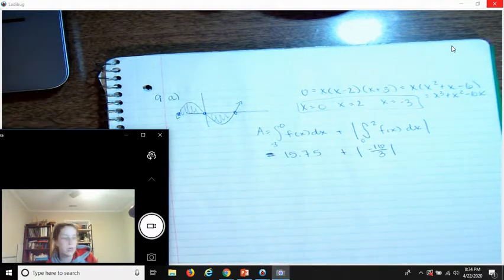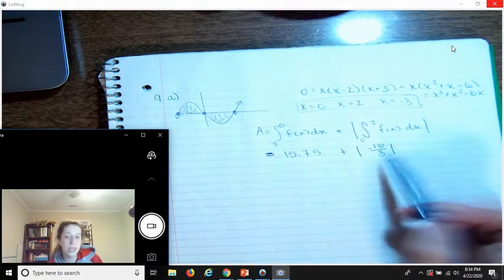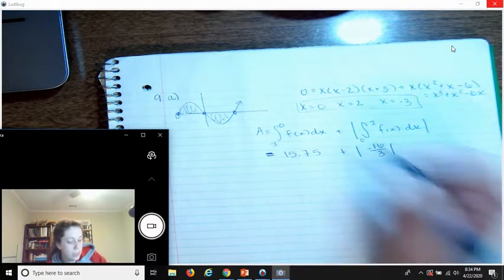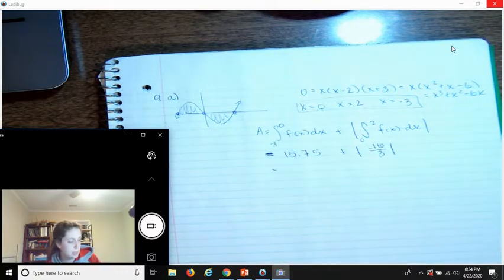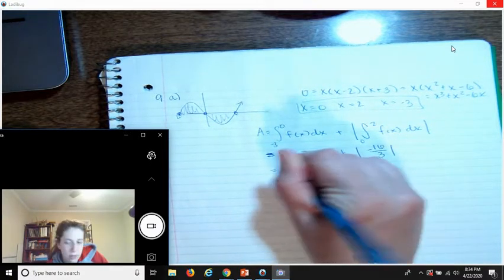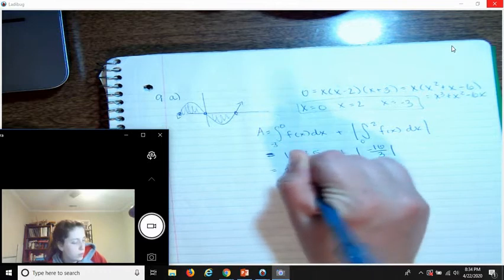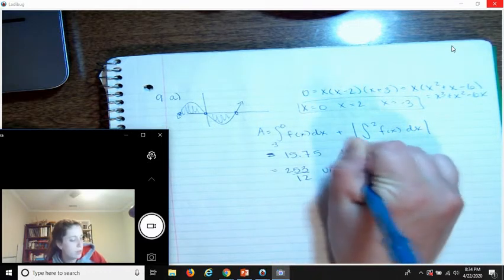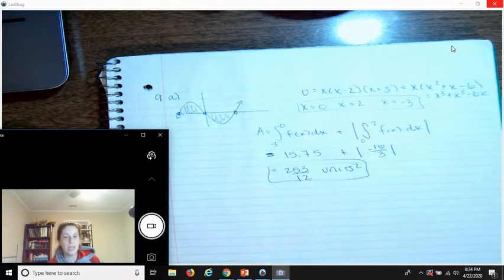That took her forever. And I'm putting it in the absolute value to force it to be positive. When I add this together, so 16/3 plus 15.75, I should end up with 253/12 units squared. Okay, so that's part A.